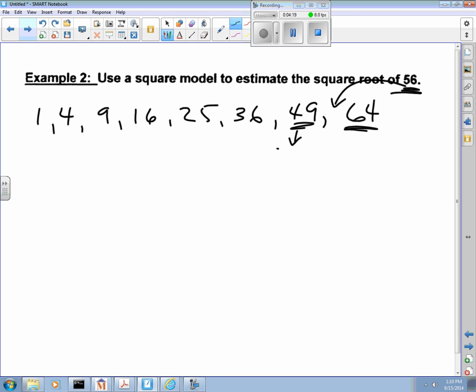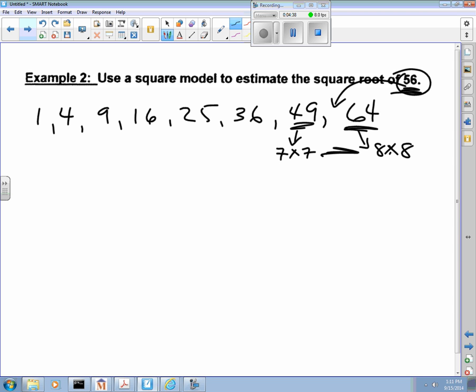This number, of course, is 7 times 7. This number, of course, is 8 times 8. So 56 is not 7 times 7, nor is it, that's the ugliest 8 I ever made, I'm going to fix that, nor is it 8 times 8. So it's some sort of number between 7 and 8, and we're going to figure out what that number is, or estimate it, again using a square model.